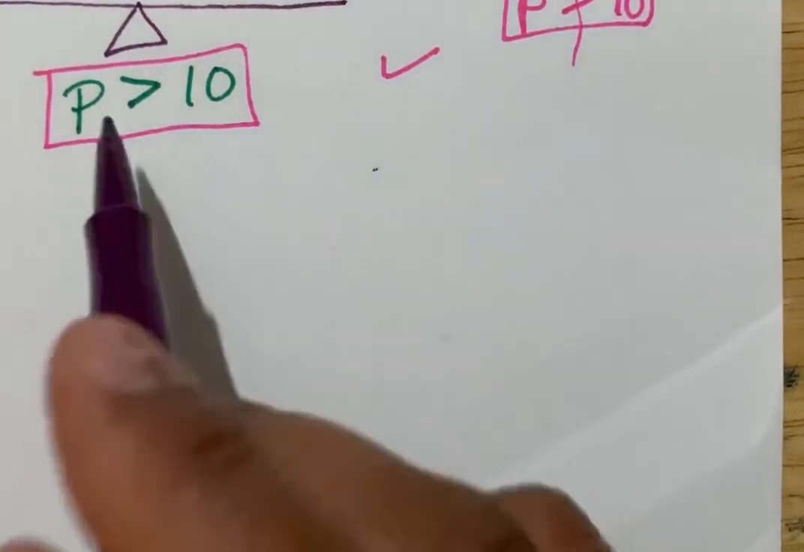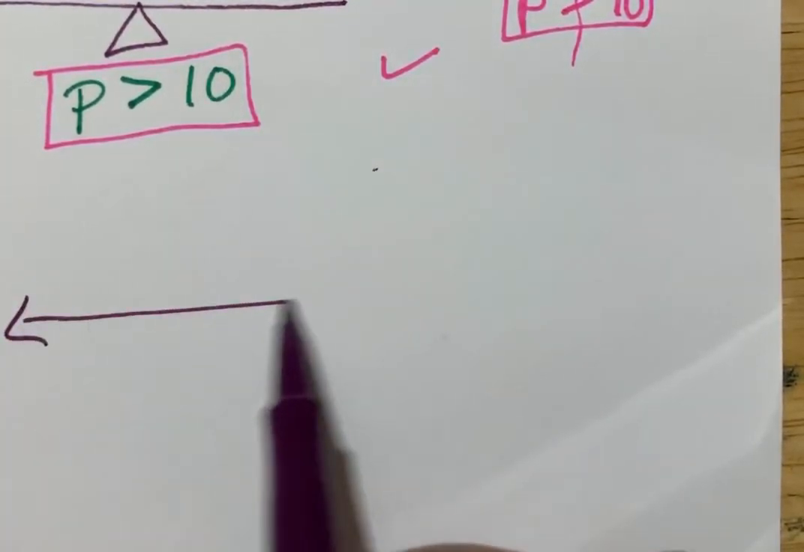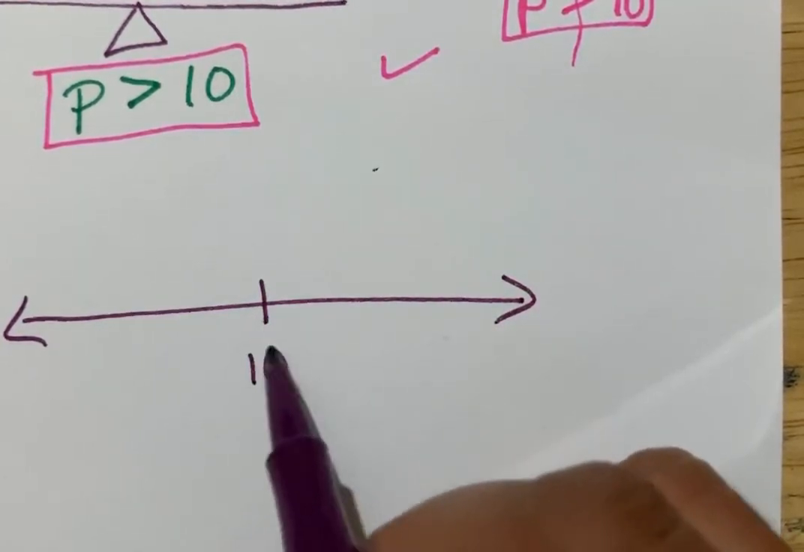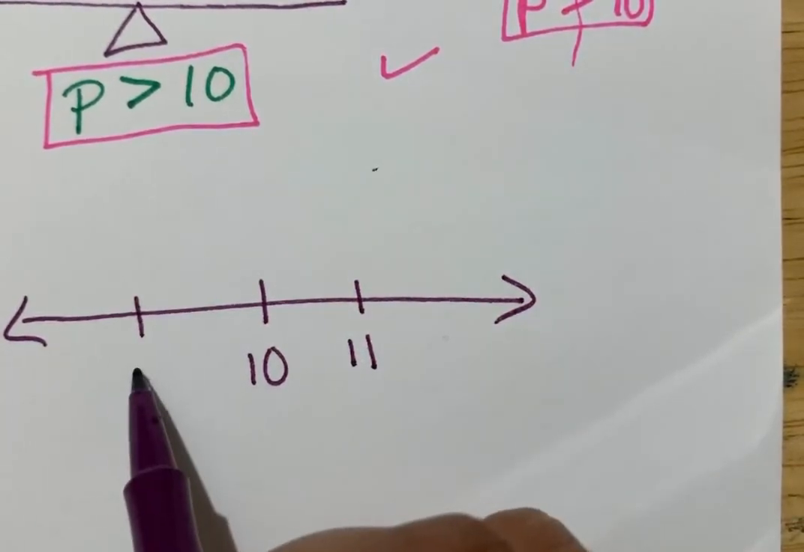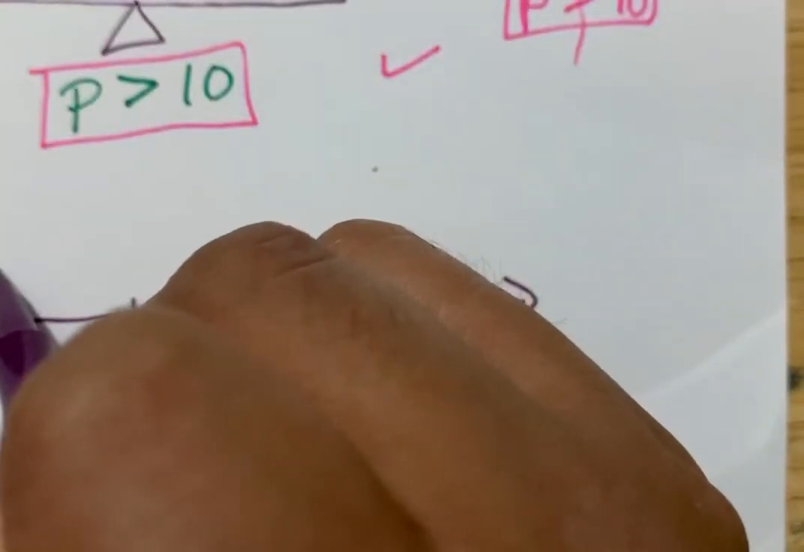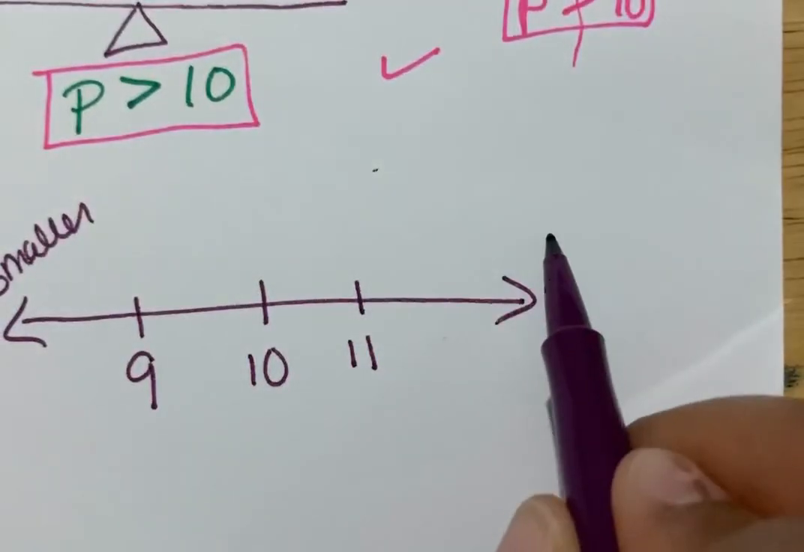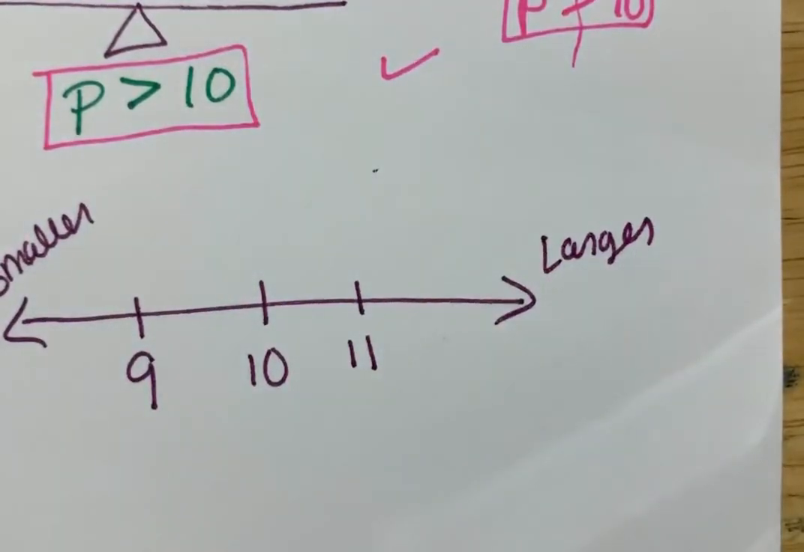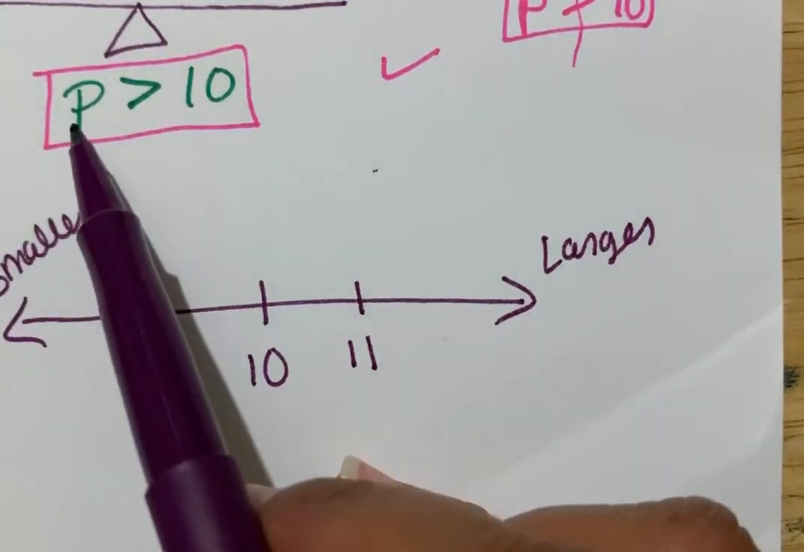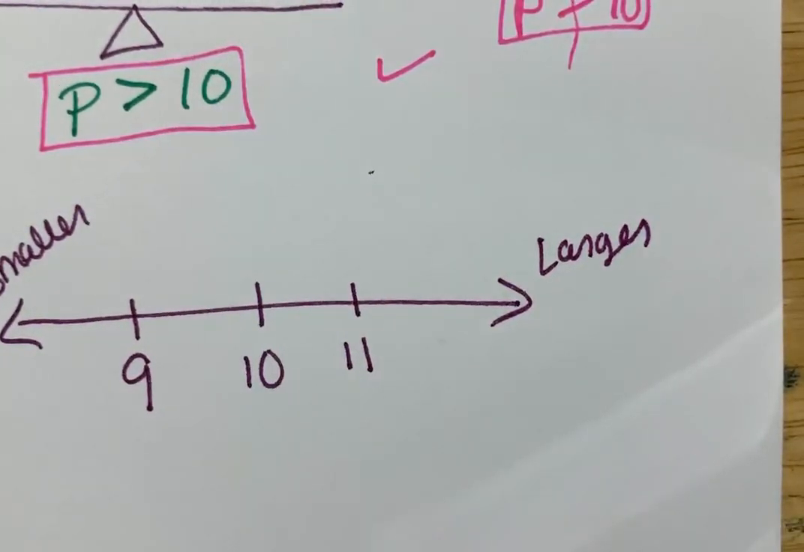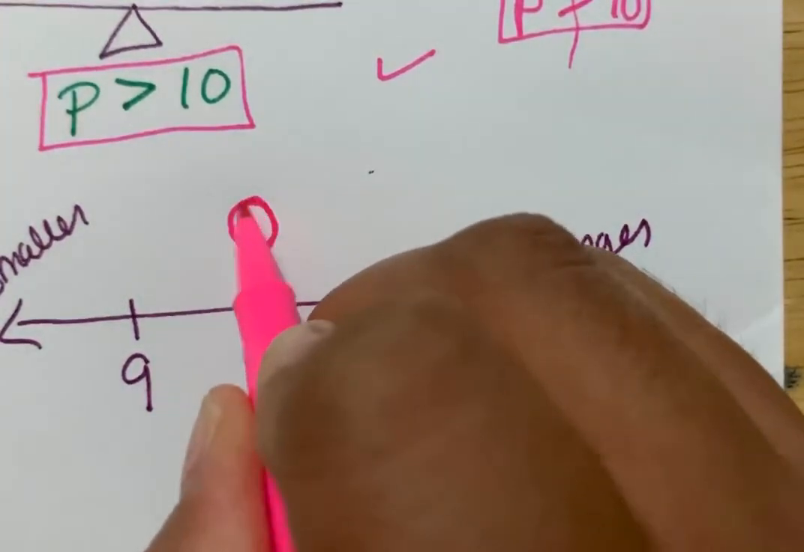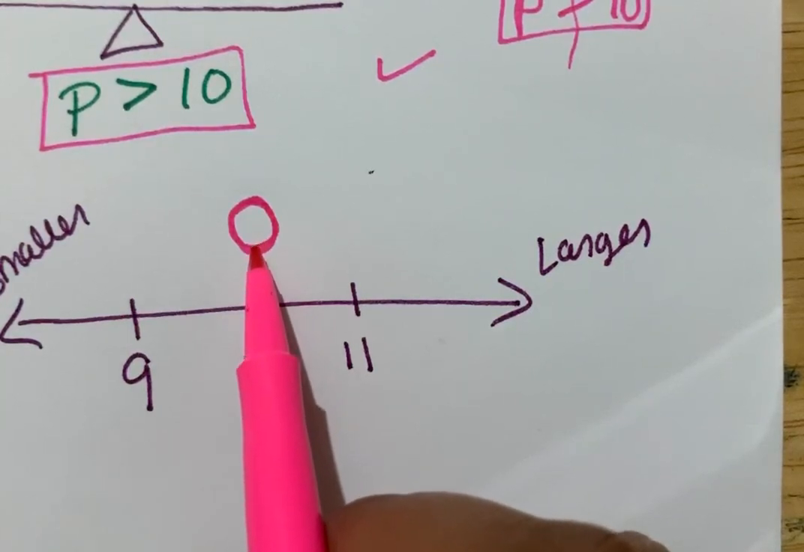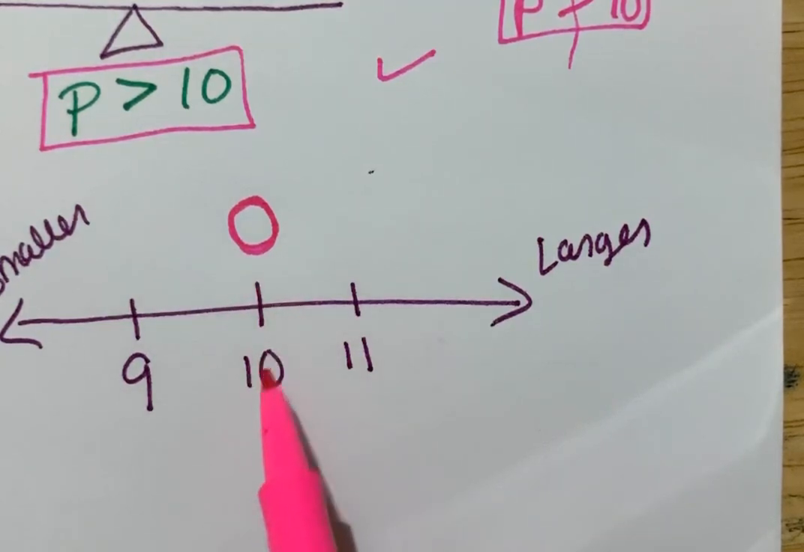So my solution is P is greater than 10. So here is my number line. Here's 10. The value to the right is 11, and the value to the left is 9. And again, this side is smaller, and this side is larger. So, since P is greater than 10, that means I cannot include 10. Since I cannot include 10, my circle is going to be open, because it does not include 10.